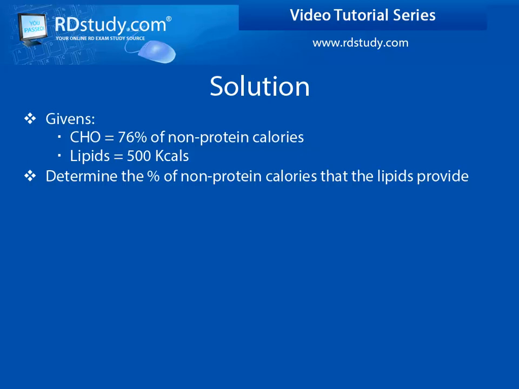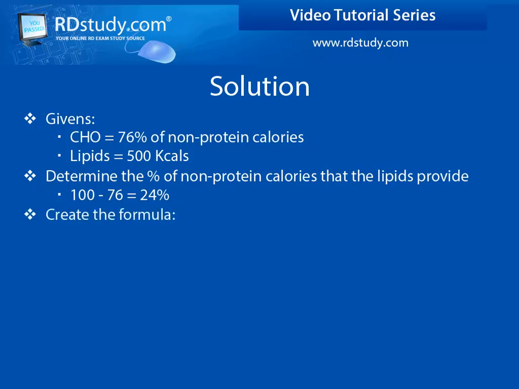Carbohydrates and lipids are the only two sources of non-protein calories in parenteral nutrition. So if carbohydrate represents 76%, then lipids must make up the other 24%. Remember, non-protein calories are the calories that come from just carbohydrates and lipids. We do not need to know how many protein calories they are receiving, nor their total caloric needs, for we have already determined that we have enough information to solve.